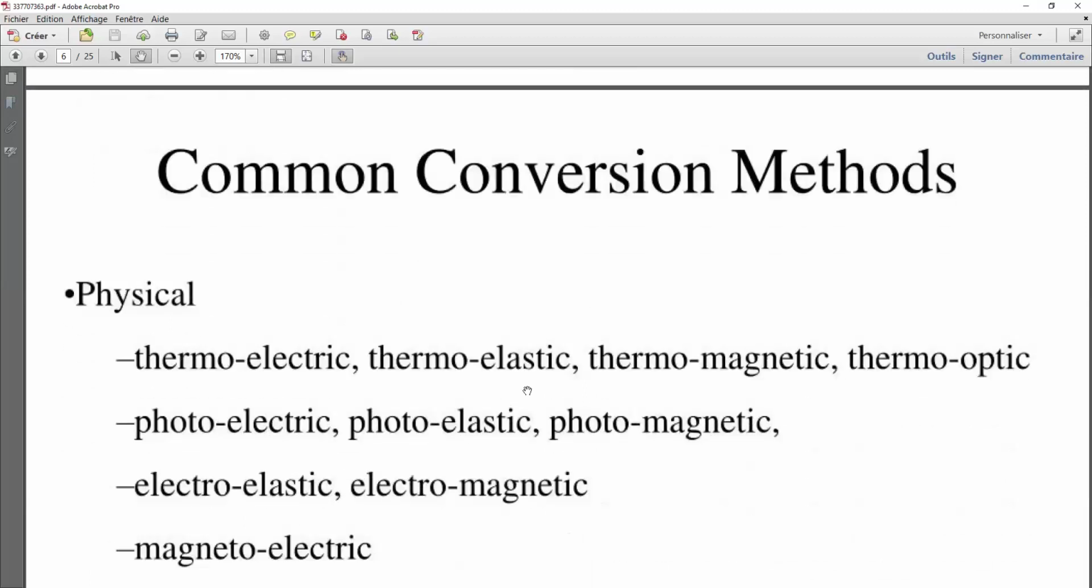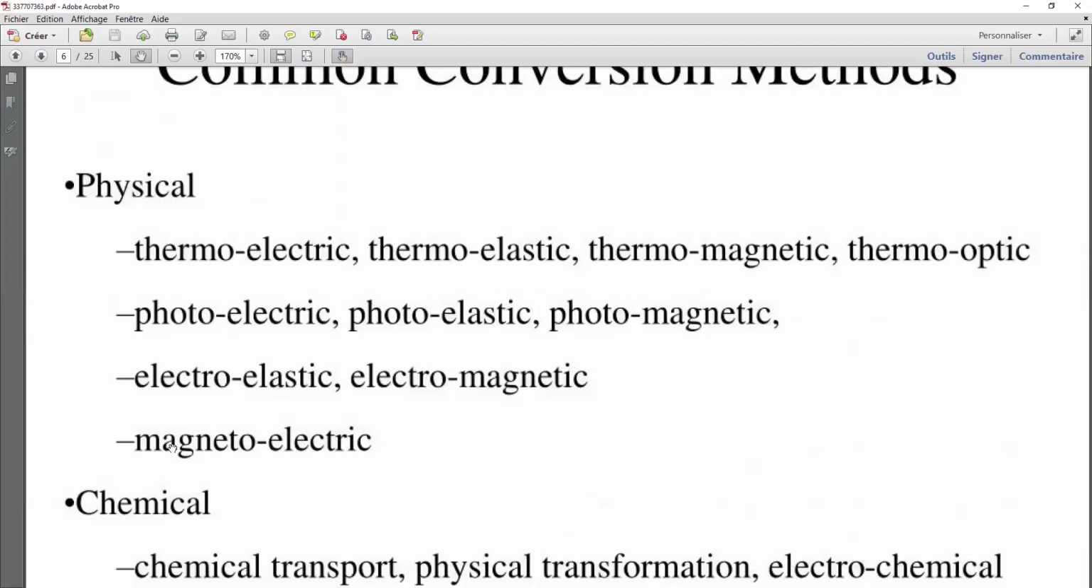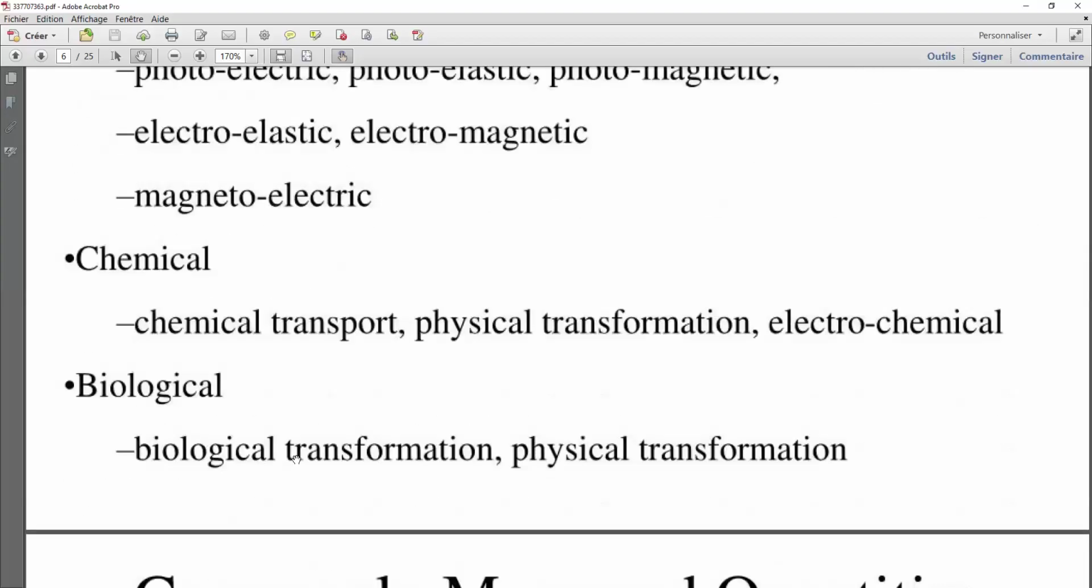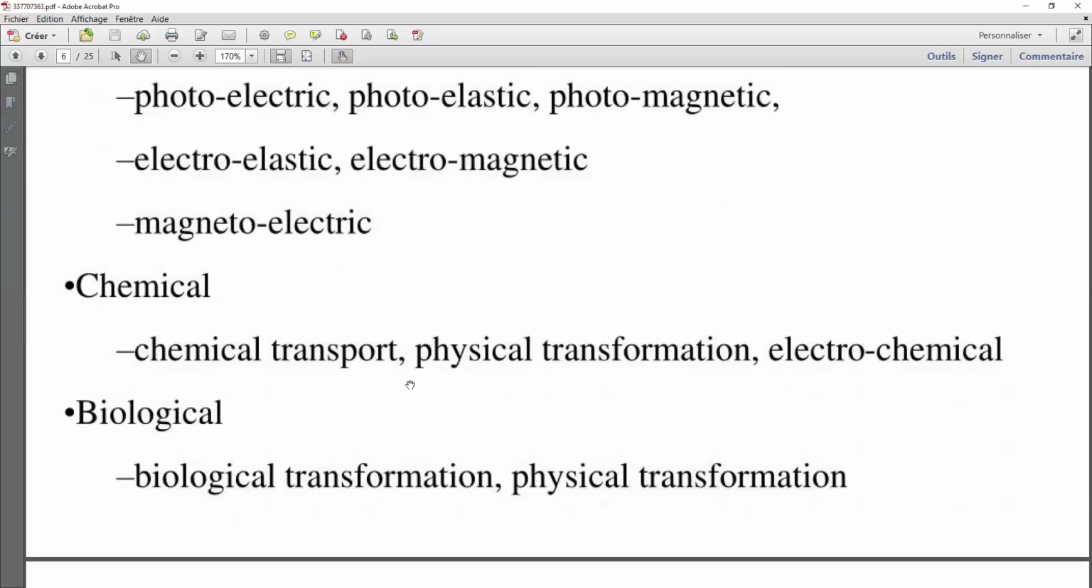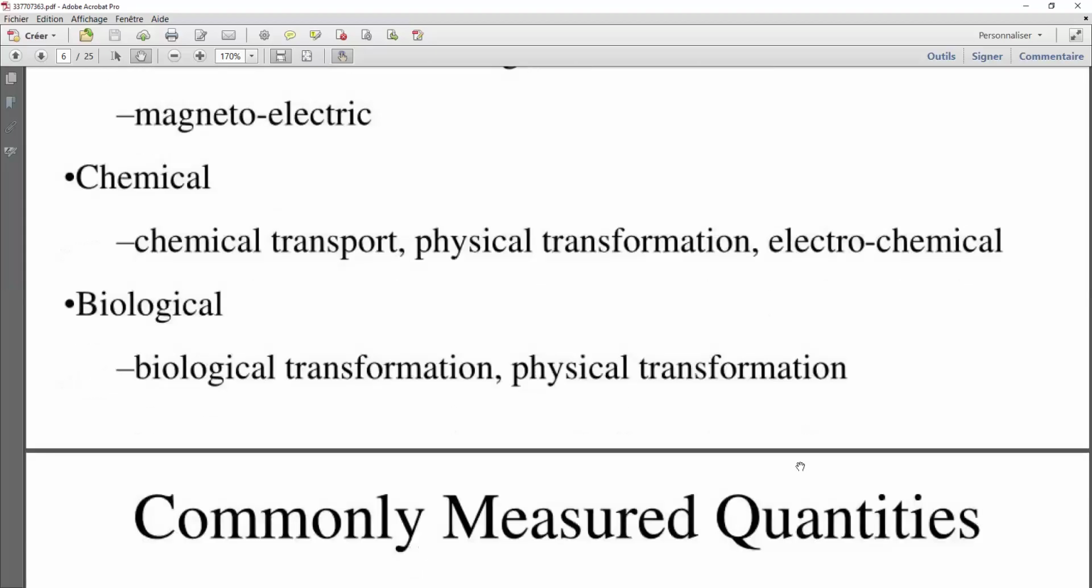These are the common conversion methods. We start with physical: we have thermoelectric and thermoelastic, thermomagnetic and thermooptic, photoelectric, photoelastic and photomagnetic. We have electroelastic, electromagnetic, and also magnetoelectric. For chemical, we have chemical transport, physical transformation, and electrochemical. For the biological, we have biological transformation and physical transformation.